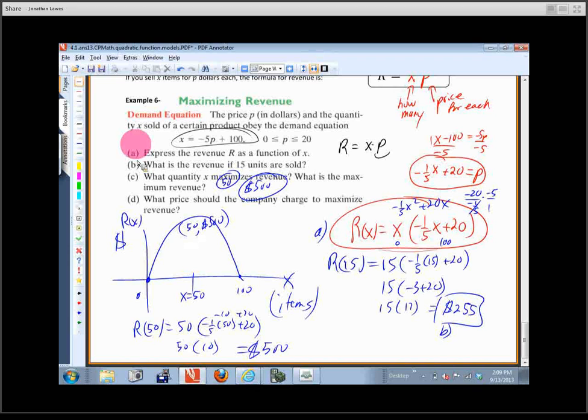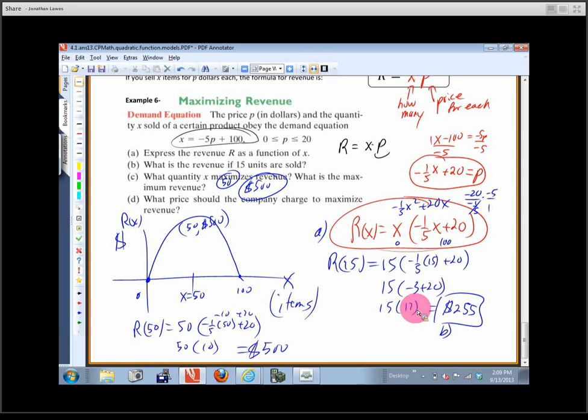Okay, now let's pause right there for just a second. Are there any questions? We've gone through parts A, B, and C. Found the revenue function. Plugged in 15, found that if we sold 15 of them, we're going to make $255 in revenue. We figured out that this is a parabola that opens down. It crosses at 0 and 100, so that means the vertex would be at 50. 50 items is where I produce the most revenue. And I plugged in 50 and figured out if I sell 50 of them, I bring in $500. So there's my revenue. Okay? Any questions about that?